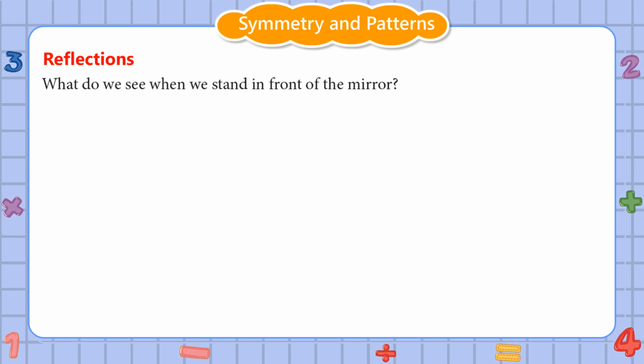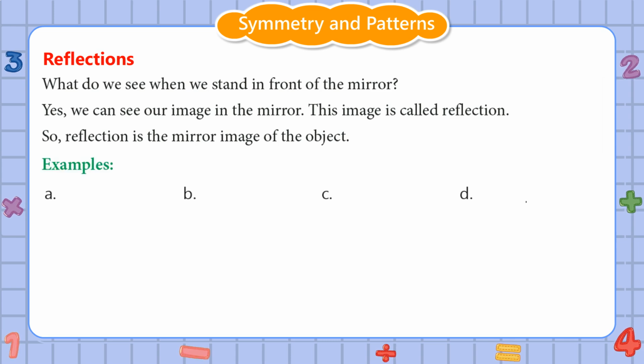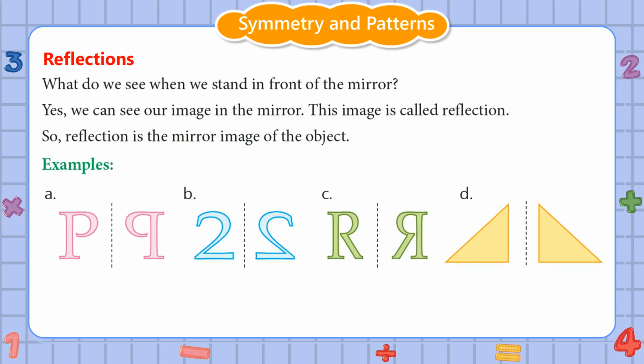Reflections. What do we see when we stand in front of the mirror? Yes, we can see our image in the mirror. This image is called reflection. So, reflection is the mirror image of the object. Examples: A, B, C, D.